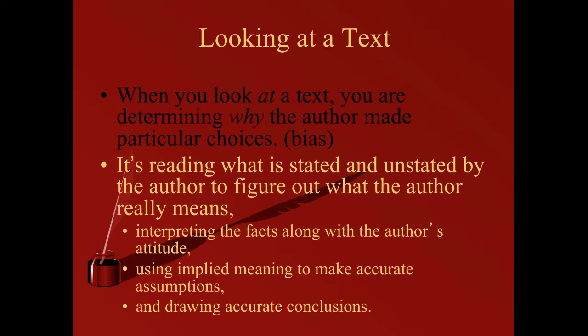When you look at a text, you are determining why the author made particular choices. This is referred to as bias. It's reading what is stated and unstated by the author to figure out what the author really means. This is interpreting facts along with the author's attitude, using implied meaning to make accurate assumptions, and drawing accurate conclusions.